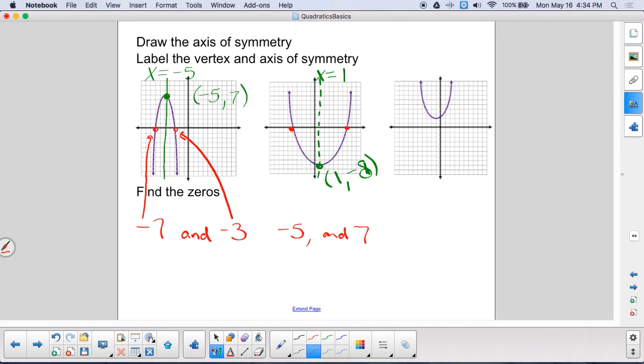And lastly, I've got an axis of symmetry here. The vertex is here. The axis of symmetry would be labeled x equals -1. The vertex would be labeled (-1, 2). That's what this point is. And zeros, well, where does it cross the x-axis? Where is y equal to 0? It doesn't ever cross the x-axis, so we put none. There are no zeros.